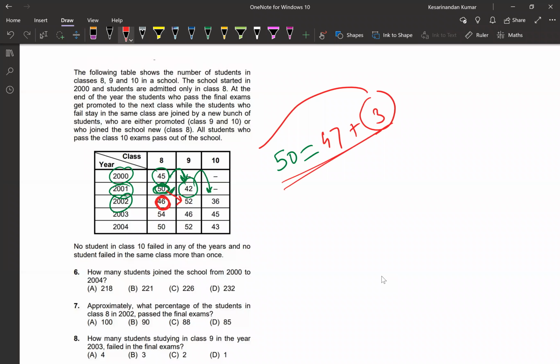Okay, do one thing. First read this question. Take 30 seconds, read it, then we'll start. You will get a clear idea.